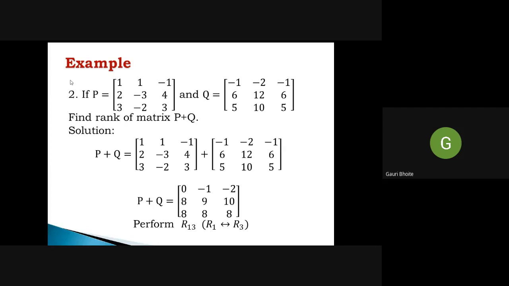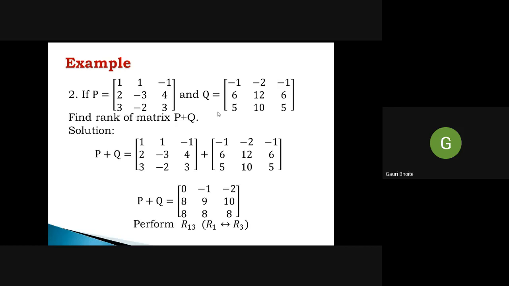P is given: first row 1, 1, minus 1; second row 2, minus 3, 4; third row 3, 1, minus 2, 3. Q is a 3 by 3 matrix: minus 1, minus 2, minus 1; 6, 12, 6; 5, 10, 5. Find the rank of matrix P plus Q.